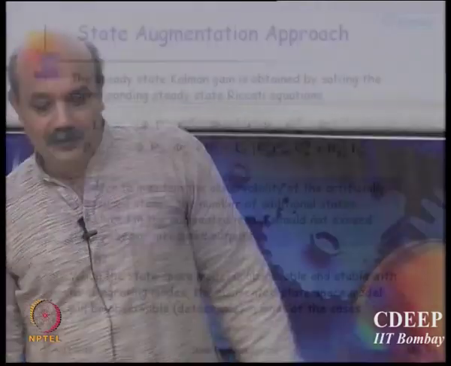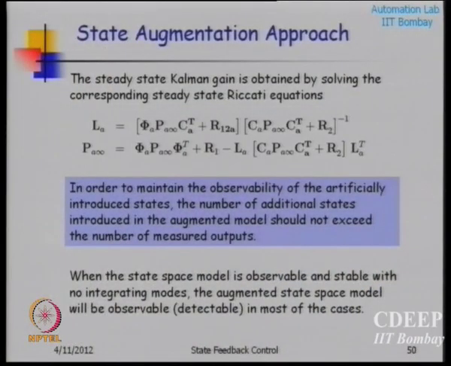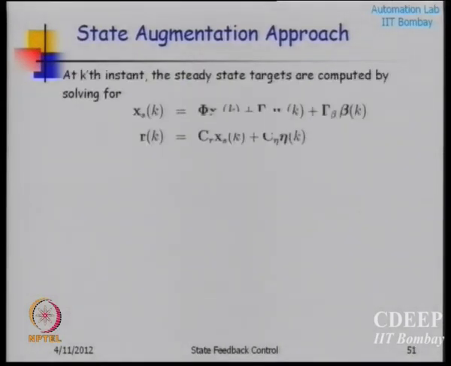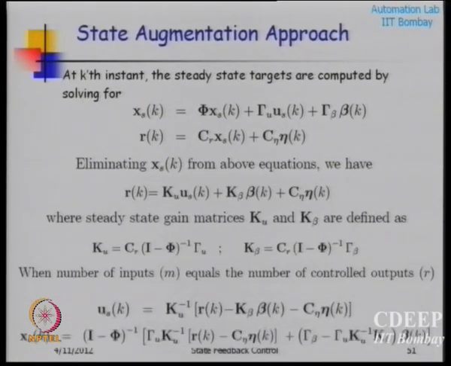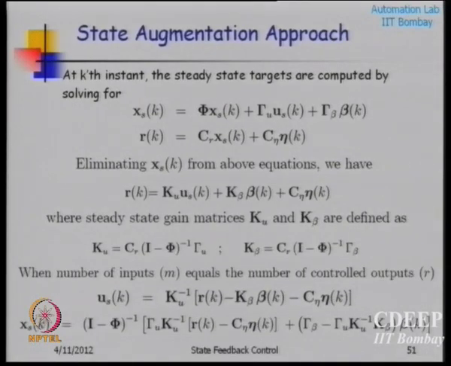Here you have to make sure that you do not add more than that, otherwise you lose the observability, then you cannot design the observer and you get into trouble. I will just show you an example here. This is pretty much the same thing you do when you do augmentation: you find the target state, you modify the control law in the same way, then you implement the control law. There is no difference, everything is the same.